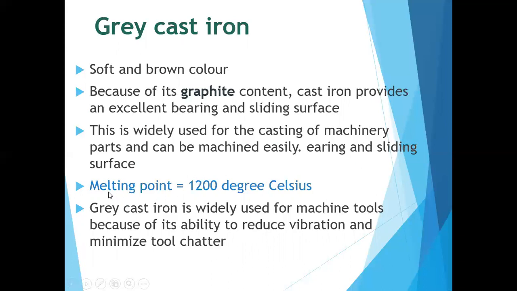The next one is the melting point. The melting point of gray cast iron is 1200 degrees Celsius.